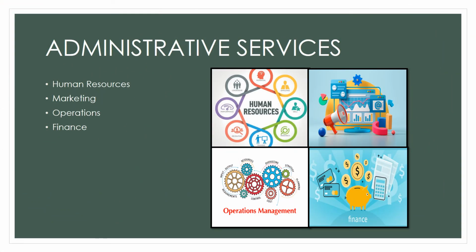Okay, so now we'll talk about the administrative services. The first one is the human resources. As the name suggests, this means handling the human beings who are working in the hospital. The human beings who are working in the hospital are doctors, nurses, housekeeping staff, staff in the biomedical engineering department, staff in the laboratory, staff in the blood bank, staff in the CSSD, staff in the medical record department. So these people have to be handled.